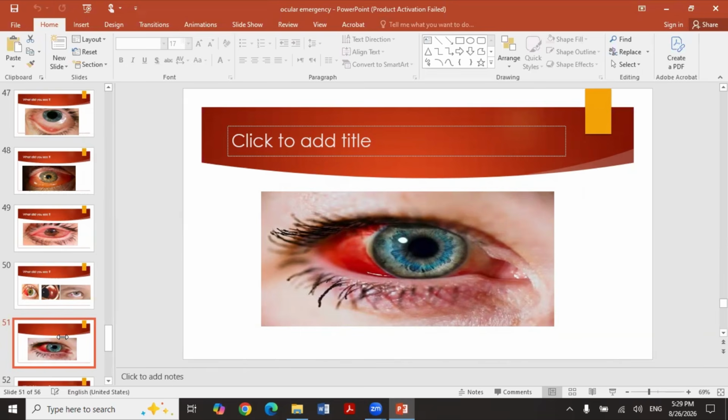But first of all, sometimes you don't have an ophthalmologist on the schedule. There is no eye doctor. So this is the first issue. The second issue, sometimes you are in a very far peripheral area. There is no eye doctor around you.